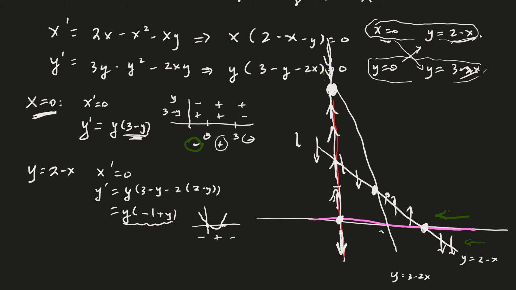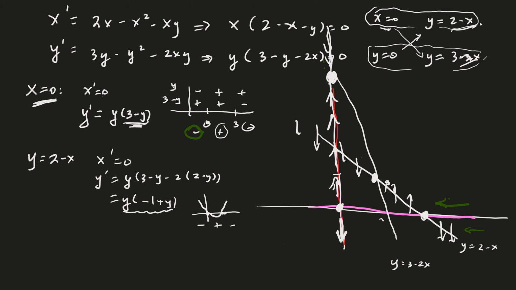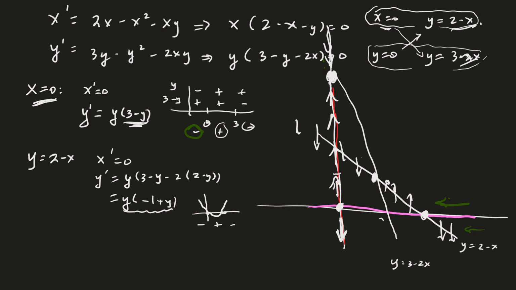Alright, so we were finishing up this example that we started last time. We're given our two differential equations here. For the method of the nullclines, we set each of the functions equal to 0, and we graph these nullclines first, and then we try to figure out which direction they're traveling.